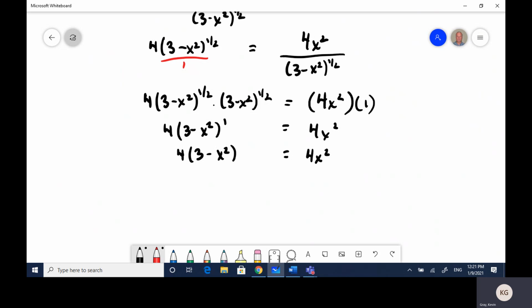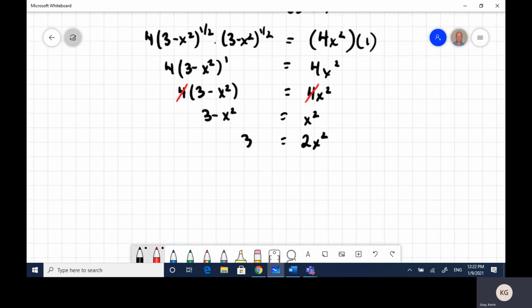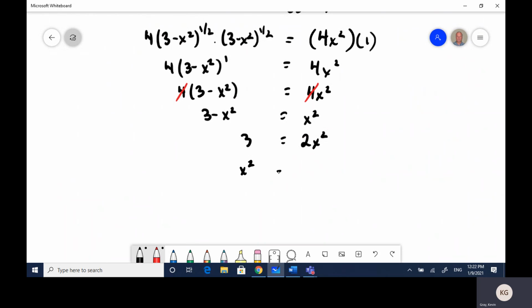I bring my 4x squared over. Okay, that's fine. I could do it this way as well too. I could divide both sides by 4. When I divide both sides by 4, that leaves me with 3 minus x squared equals x squared. Now I bring my negative x squared on my left-hand side over to my right-hand side. I've got x squared equals 3 over 2, or x equals square root of 3 over 2.